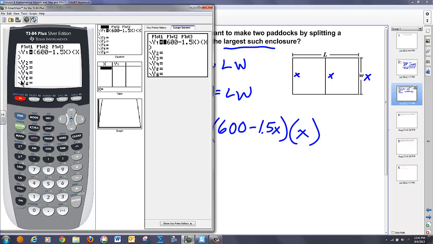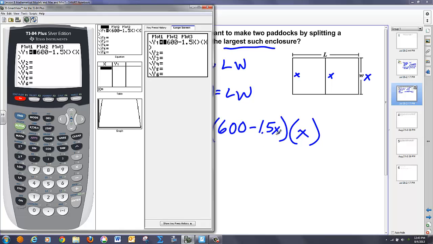So you'll notice what I've done is in y equals, I've plugged in the equation for my area, and I have 600 minus 1.5x times x is equal to my area. What I next want to do is graph this in an appropriate window. Now I'm thinking to myself, well, I want positive values for width and length. Since this has a subtraction in it, eventually that's going to go to a negative.